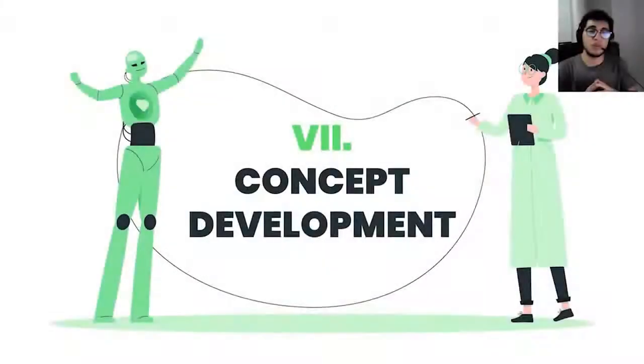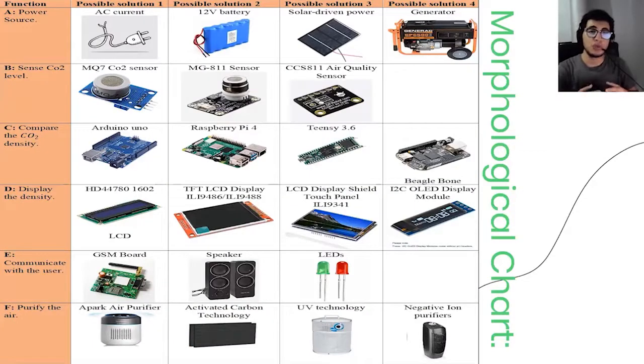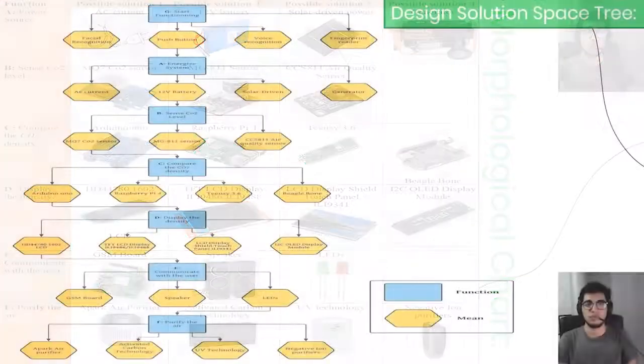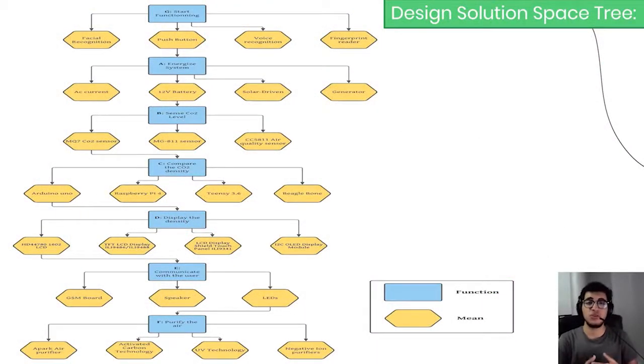In the concept development part, we have the morphological chart, which aims to enumerate all possible concepts for every function needed in the project to try and conclude one best possible combination. Then we have the design solution space tree, which sketches the data of the morphological chart using shapes and arrows that link every function of the project to the exact means we chose for the final concept.